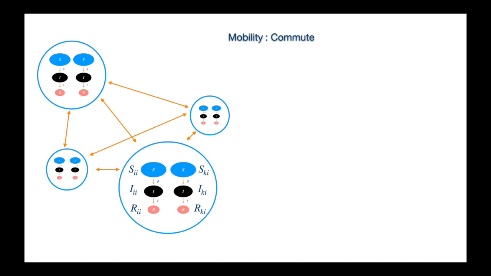Say there are m regions in total, then from the perspective of region I, there are m minus 1 other regions from which people can visit. So there will be m minus 1 sets of equations for the visitors, but we write only one set for a generic region K. Let's consider the deterministic case first.